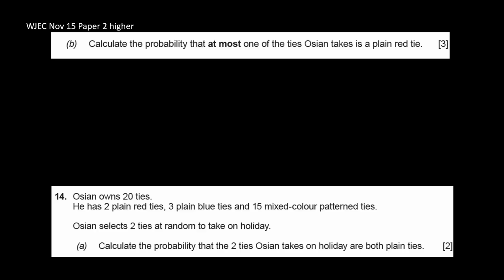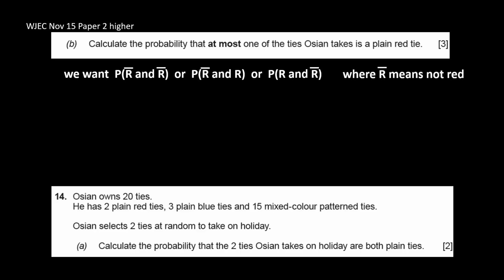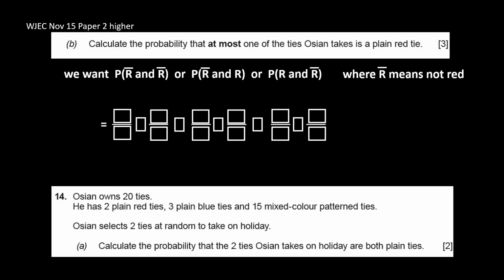If you want a little bit of help, hold on before you press pause, because we can say that's what we want. When we say at most one of the ties he takes is plain red, that means it could be 0 or 1 plain red. So we want, there we go, that's just explaining what R with a line over means, not red. We want not red and not red, or not red and red, or red and not red. And what you need to do now is fill in those fractions there. Okay, press pause, give it a go.